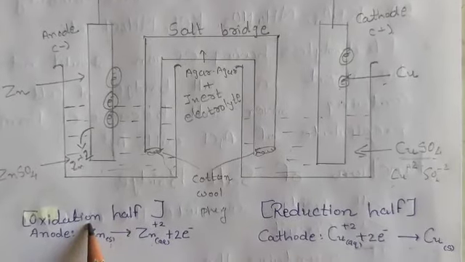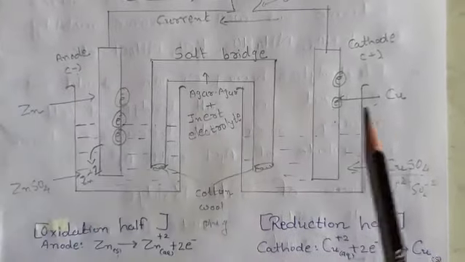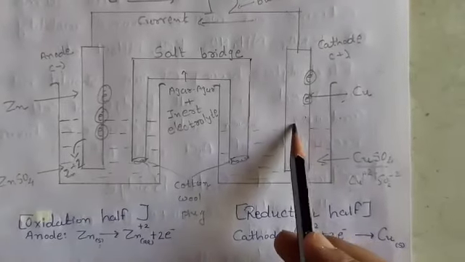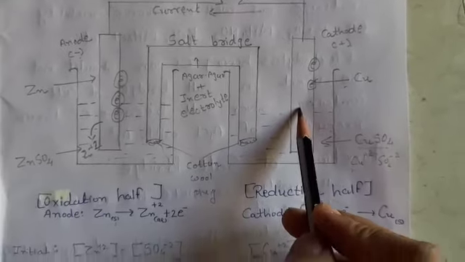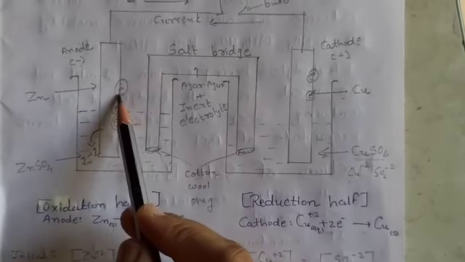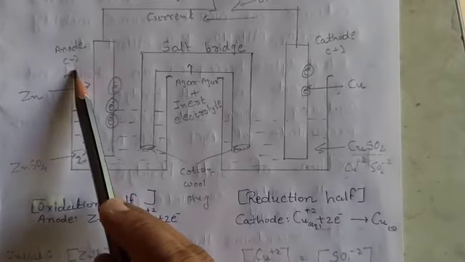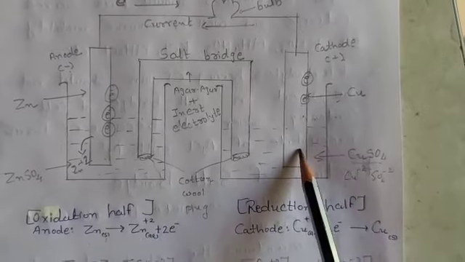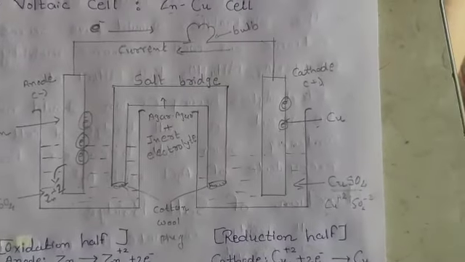As we discussed, oxidation always takes place at an anode. So zinc rod will be our anode, right, and here the reduction reaction is occurring. So copper electrode will be our cathode. Now during the reaction there is a releasing of electron, so there are many negative charges. So our anode will be negative, and here accepting of electron, so our cathode will be positive, right.